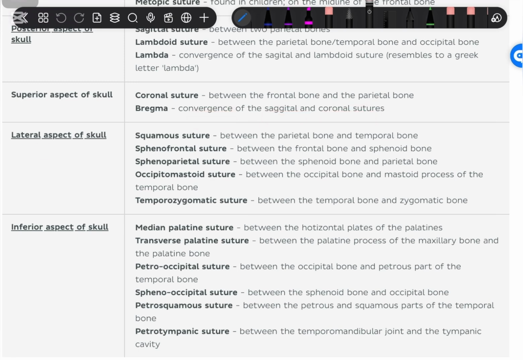Now, let's talk about the lateral aspect of the skull. For the lateral aspect of the skull, we have different sutures, like the squamous suture, which is present between the parietal bone and the temporal bone. And then we have the sphenofrontal suture, which is present between the frontal bone and the sphenoid bone. Next, we have the sphenoparietal suture, present between the sphenoid bone and the parietal bone. Next, we have the occipitomastoid suture. It is present between the occipital bone and the mastoid process of the temporal bone. And last, we have the temporozygomatic suture, which is present between the temporal bone and the zygomatic bone.